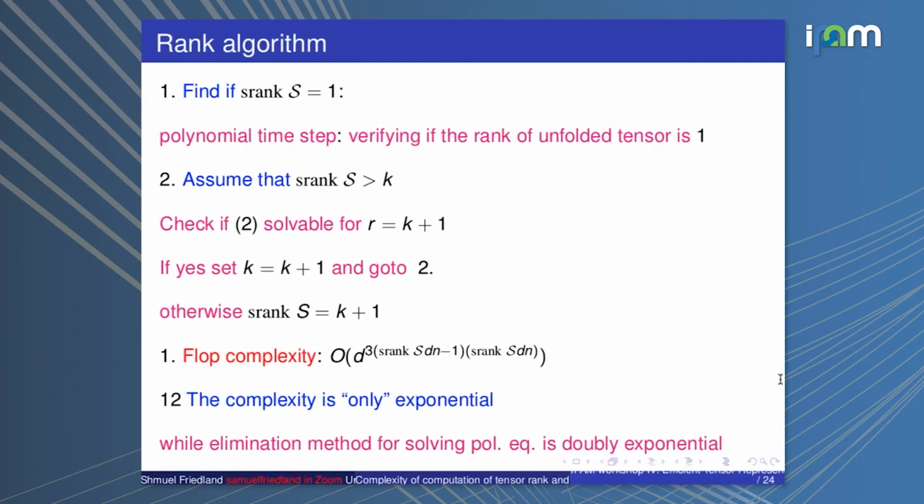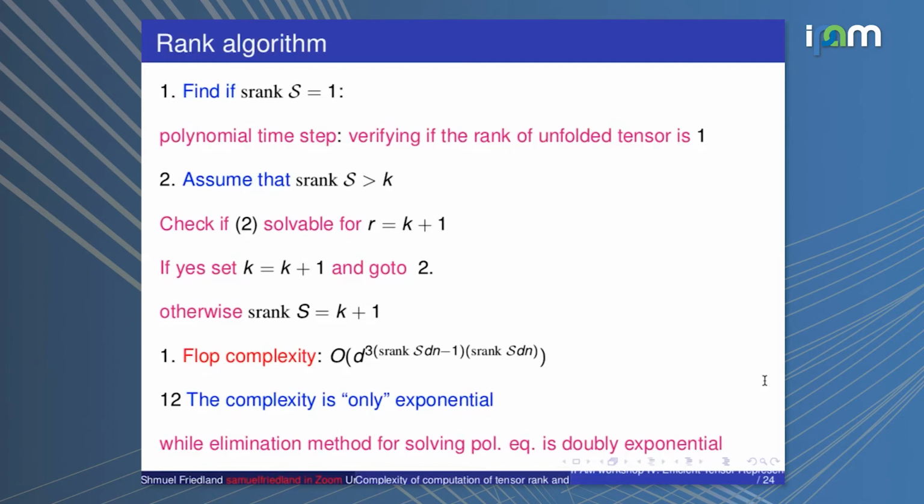Suppose that S rank of S is greater than K. Then what do you do? You check if the system 2 is solvable for R equals K plus 1. If it's solvable, it means the S rank of S is greater than K plus 1, then you repeat to 2. Otherwise, S rank of S is K plus 1 and you're done. So flop complexity is essentially d to the power 3 S rank S times dn minus 1 times S rank S dn.